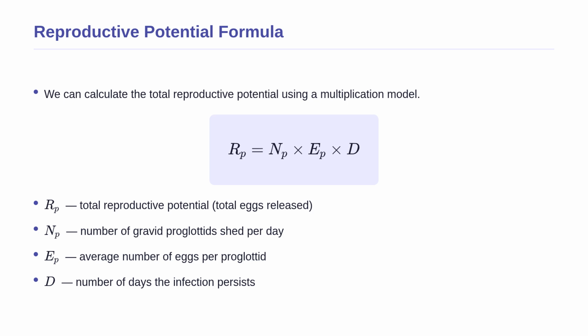NP stands for the number of gravid or pregnant proglottids shed by the human host per day. EP represents the average number of eggs contained within a single proglottid. Finally, D represents the number of days the infection persists. If any of these variables increases, the total environmental contamination skyrockets.